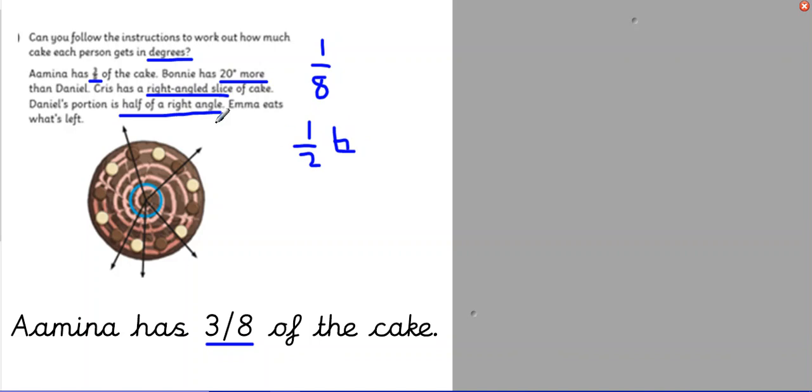Once you've worked out what Daniel's portion is, if you multiply that by 3, then you've worked out Amina's portion in degrees. Then you can work out how much Emma eats afterwards. Okay, pause the video now and have a go.